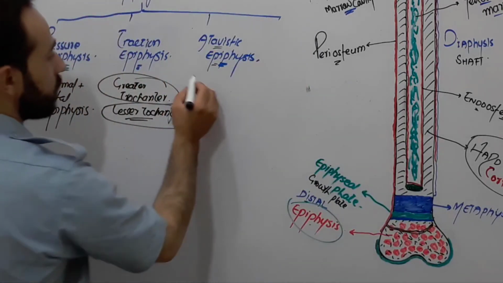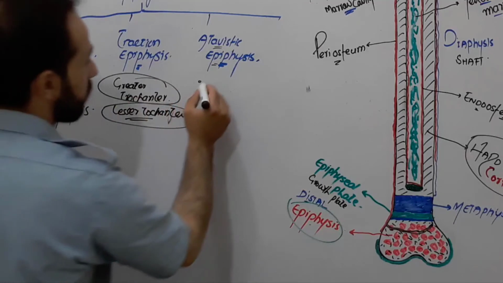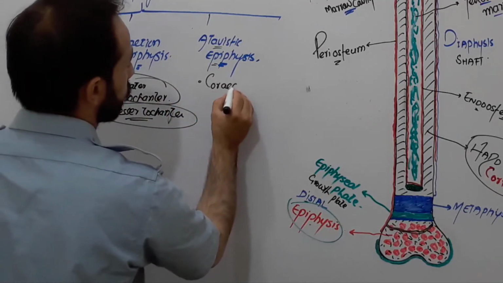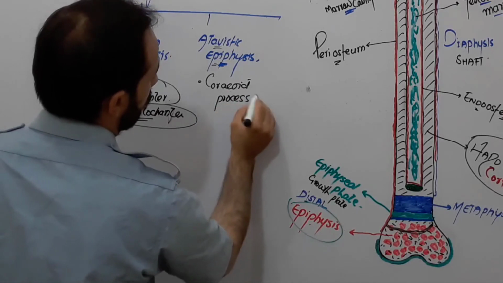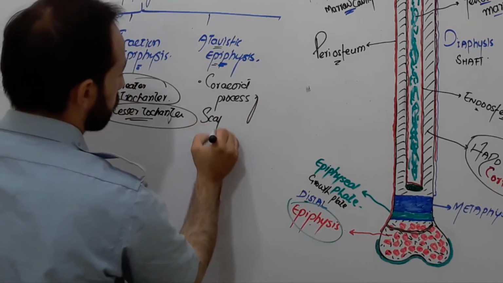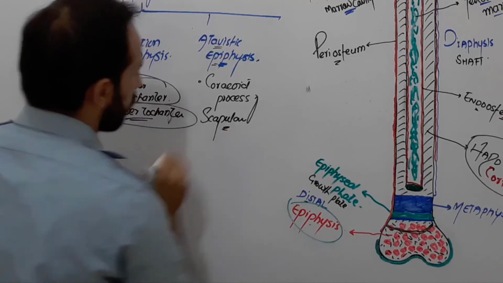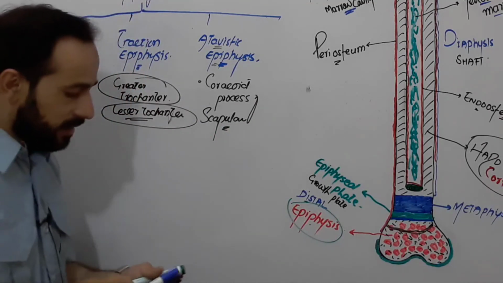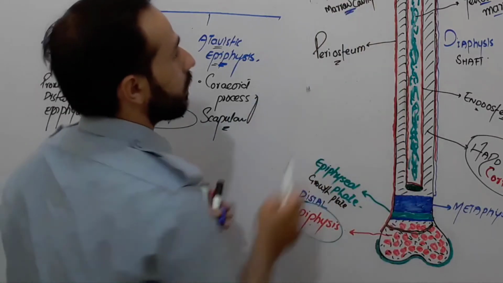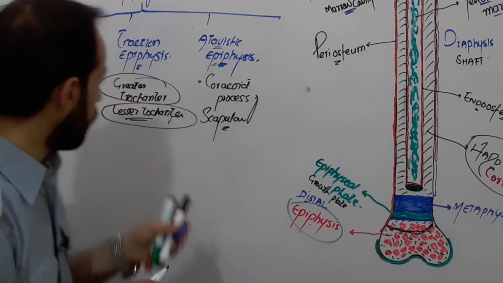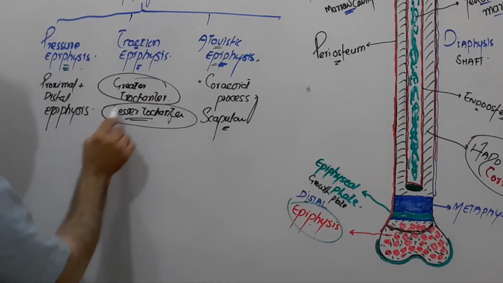The example of this kind of epiphysis is the coracoid process of the scapula, right friends? So what I said, here we have the pressure epiphyses, which are the actual epiphyses, and they transmit the weight of the body. Then there are traction epiphyses.